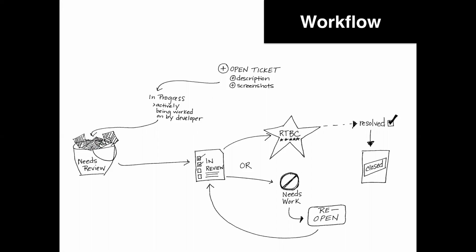And essentially, we open a ticket. When someone's actively working on it, it's in progress. Then it goes into a needs review bucket. We have a developer that comes and reviews it. If it passes, it goes to ready to be committed. If it needs work, it goes to reopen. And then once it's been committed, it gets resolved and closed.